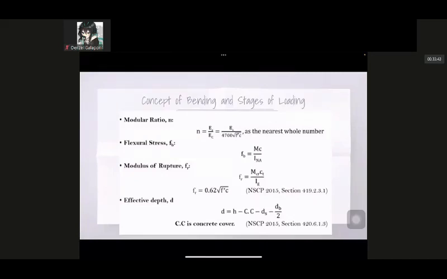Ang nagkaibahan niya lang dito is we have the moment na ginagamit. So when we talk about modulus of rupture, syempre, you use the moment or the cracking moment. For the flexural stress, that is the actual. That is M actual. So yeah. For the NSCP, meron tayong provision. You can use this if the F_C prime is given or the compressive strength of concrete is given. The effective depth, yan. So that is given also by the NSCP, wherein CC is the concrete cover.